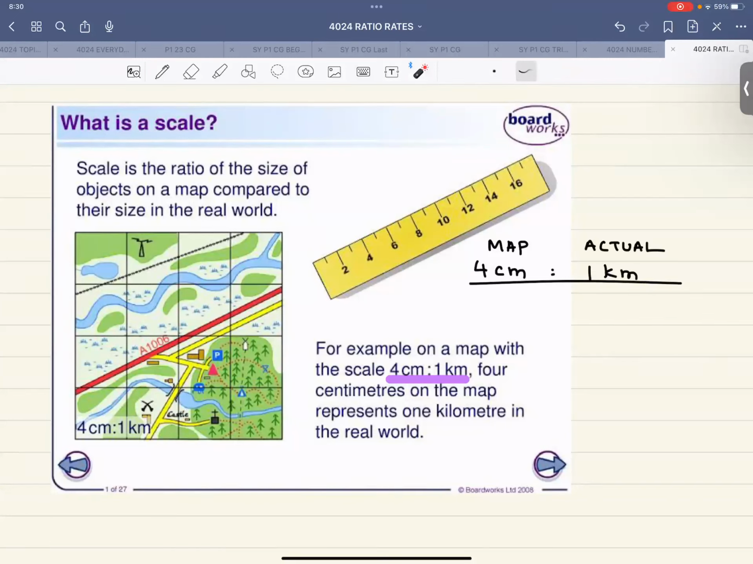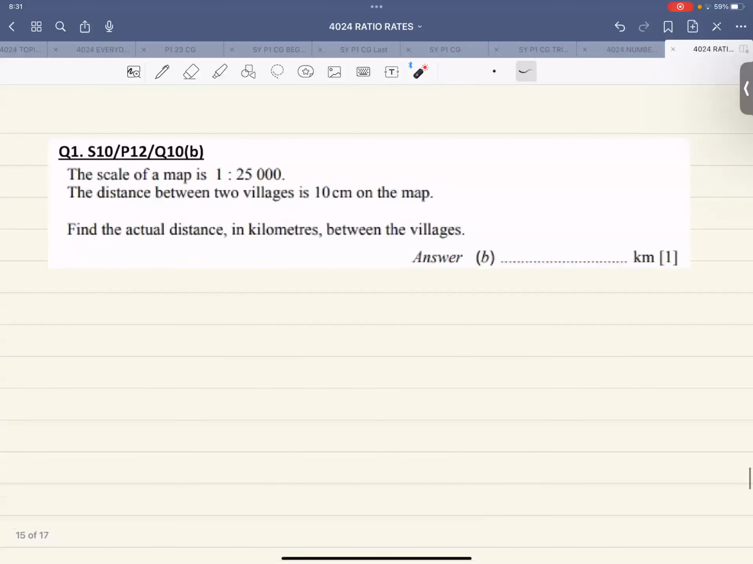For example, if this is a road, maybe a highway, and I measure from this point to this point, let's say its distance is 40 centimeters, I'm just making an assumption. So 40 centimeters would be K kilometers. Based upon ratio, this K would come out to be 10 kilometers. That means this red line on the map in reality is 10 kilometers. Now let's carry out some questions based upon this.